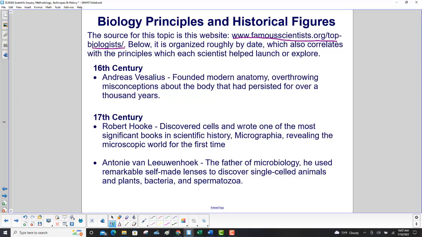17th century, Robert Hooke discovered cells and wrote one of the most significant books in scientific history, Micrographia, revealing the microscopic world for the first time.